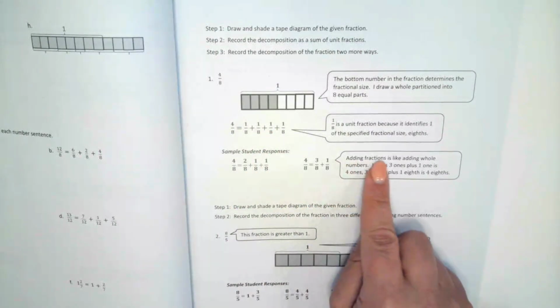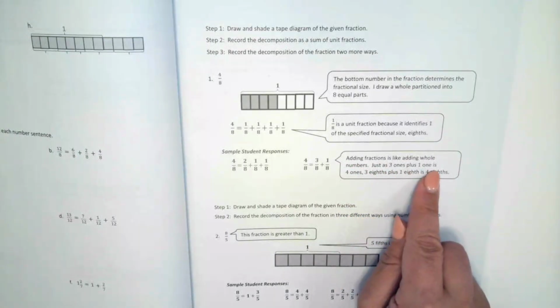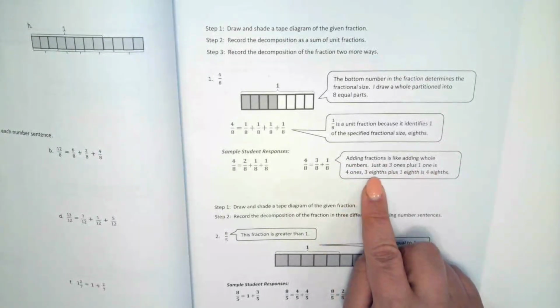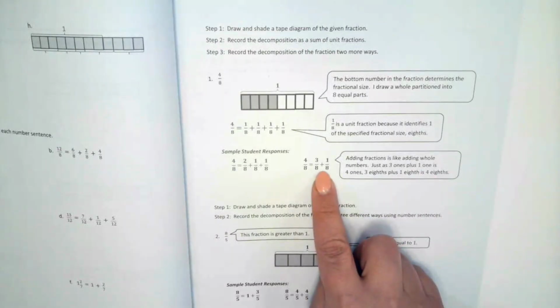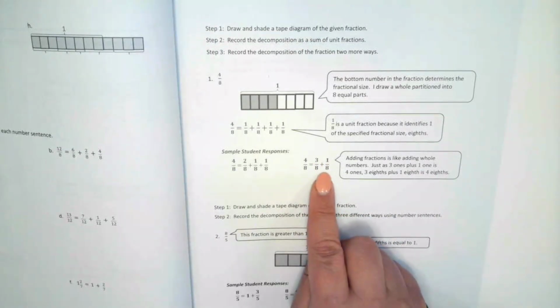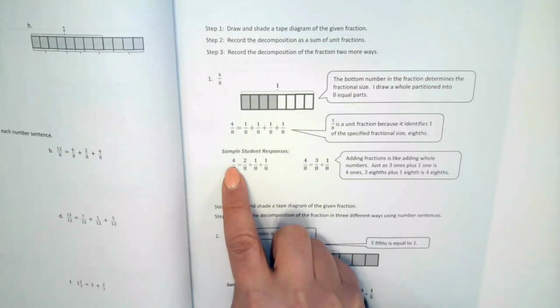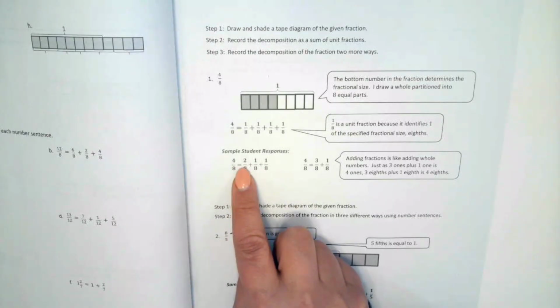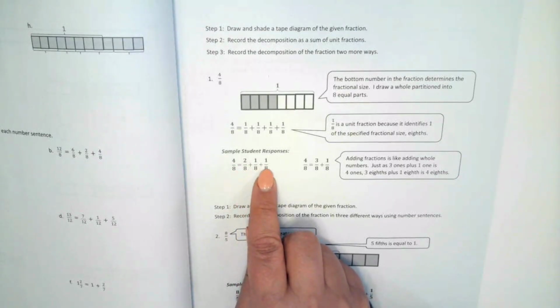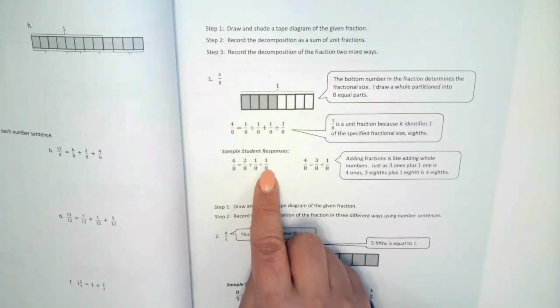It says adding fractions is like adding whole numbers. Just as 3 ones plus 1 one is 4 ones, 3/8 plus 1/8 is 4/8. You add the numerators and the denominator stays the same. Here's another example of adding fractions to equal 4/8. You could add 2/8 plus 1/8 plus 1/8, and that would be 2/8, 3/8, 4/8.